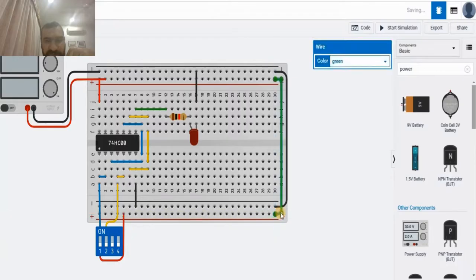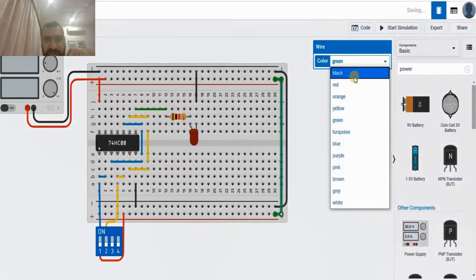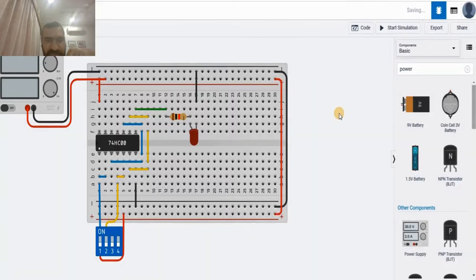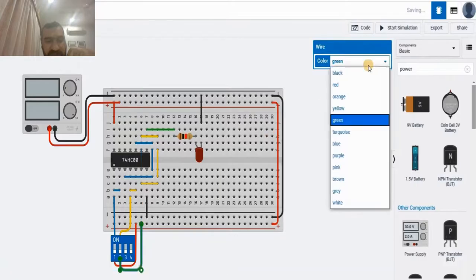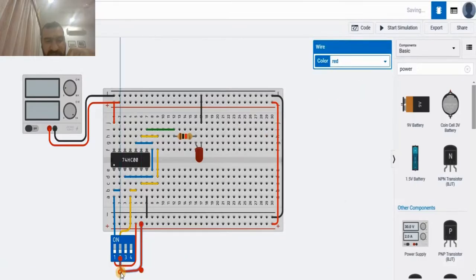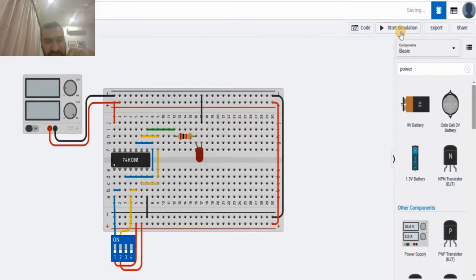So I'm almost done. What will be remaining for me? Just to test my circuit. When I want to test, and before, see, I forgot one connection here. The second input, I didn't provide any power to it. So always be sure your circuit is complete.